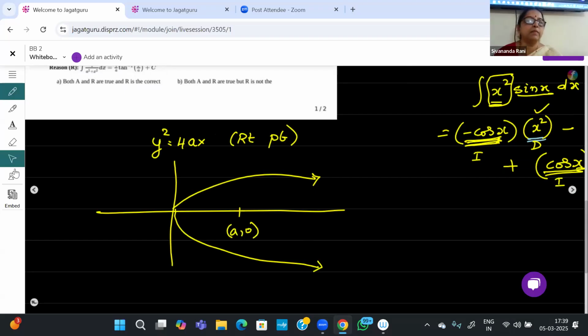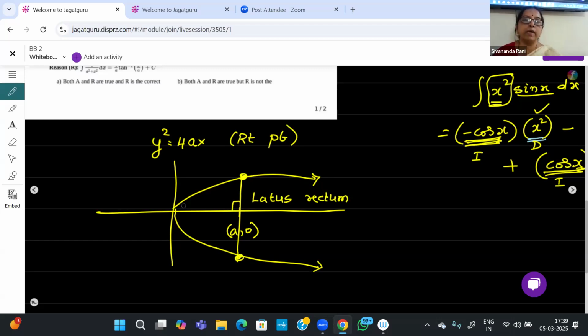See, the lattice rectum is supposed to be the one which is passing through the focus and perpendicular to the axis. Okay. That is called the lattice rectum. It's a focal chord, that means a chord passing through the focus, which is perpendicular to the axis. Of course, some of you remember that the length of the lattice rectum is 4a. That's a different aspect, but you should know what a lattice rectum is.